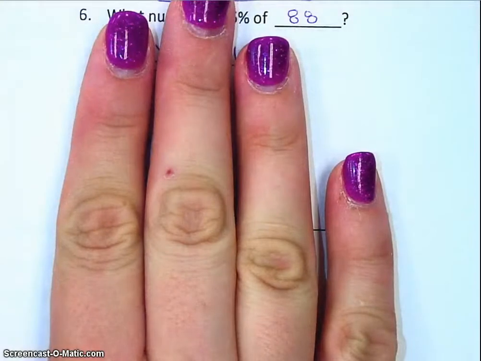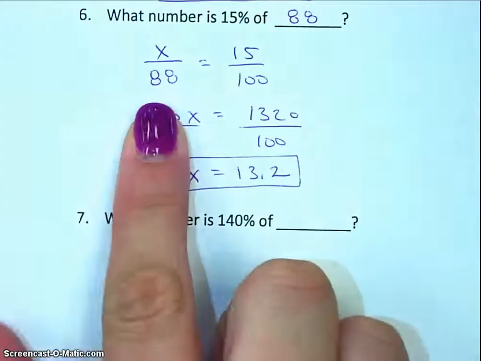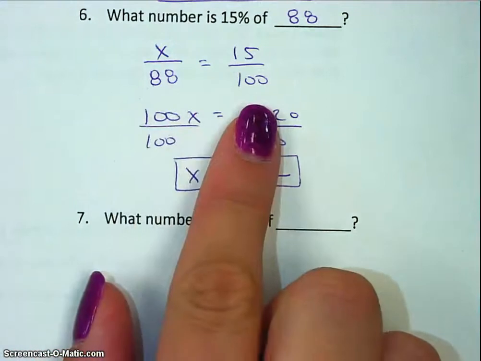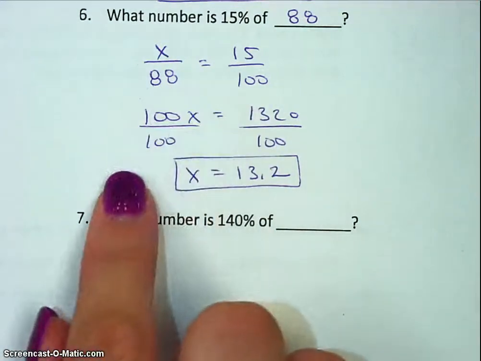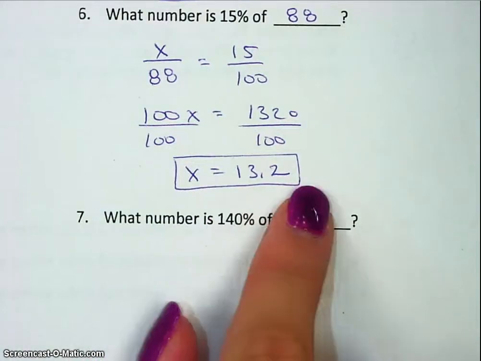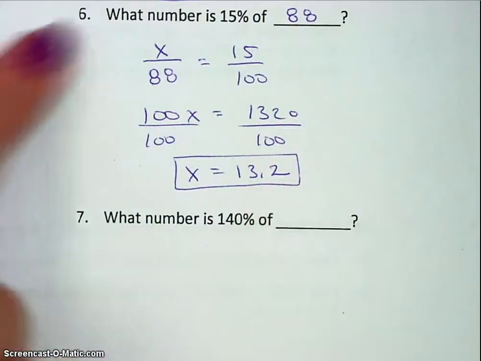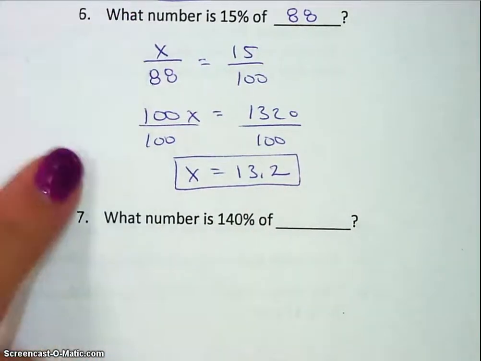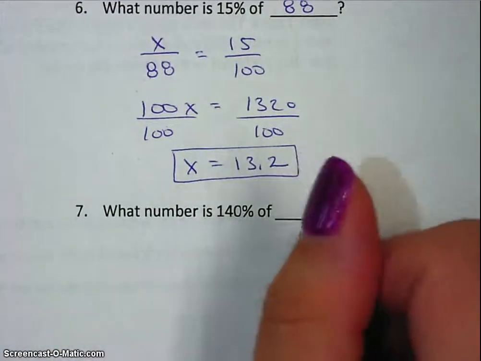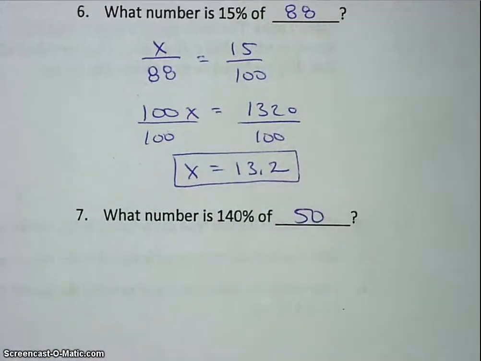Alright, once again, hopefully you got the right answer. So you should have set the proportion up, x over 88 equals 15 over 100. Cross multiply and solve, and you should get x equals 13.2. Notice there's no units, no percent sign, because it's just what number. So make sure you got that one correct, and try number 7. What number is 140% of 50?